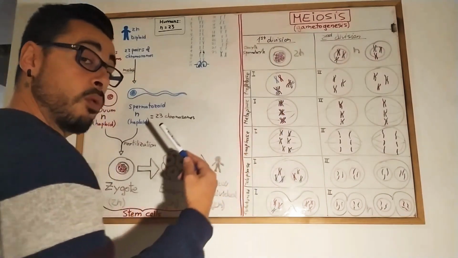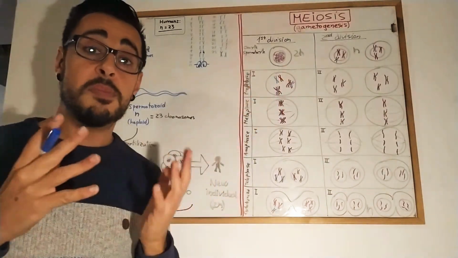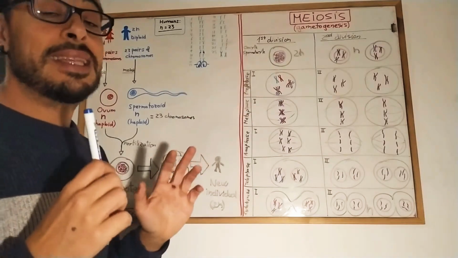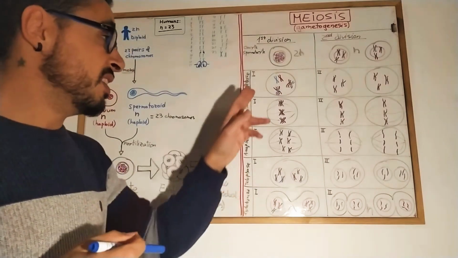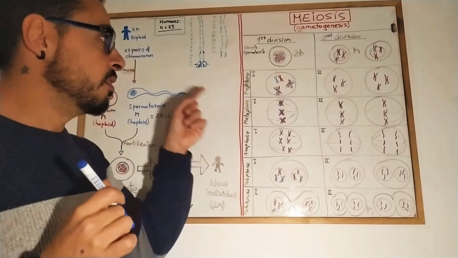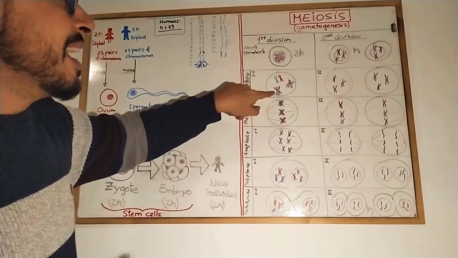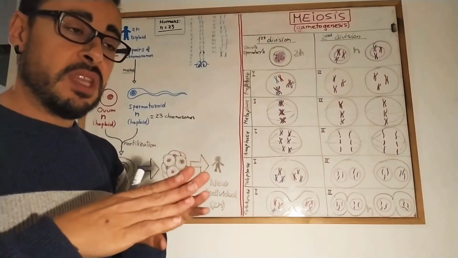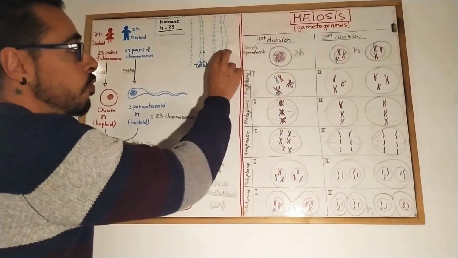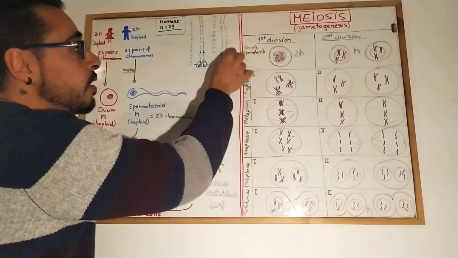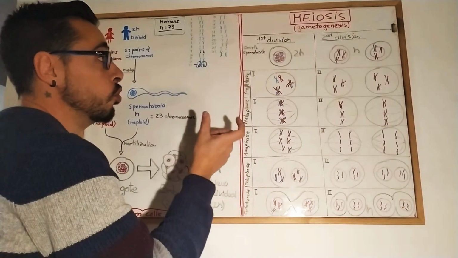In prophase 1, what happens? The nuclear envelope disappears and the DNA coils and forms the chromosomes. This is just like in mitosis, but there's a difference. In the first division of meiosis, the homologous chromosomes, the homologous are the chromosomes of each pair, okay? The chromosomes of each pair are called homologous chromosomes.